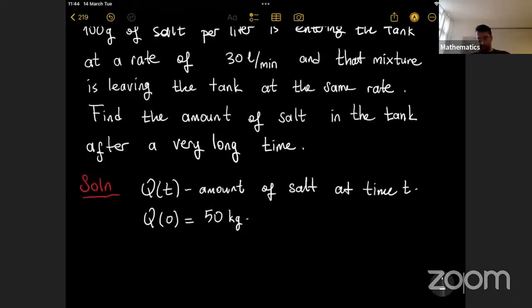Well, so we have what? We have this equation dQ/dt is equal to rate in minus rate out.